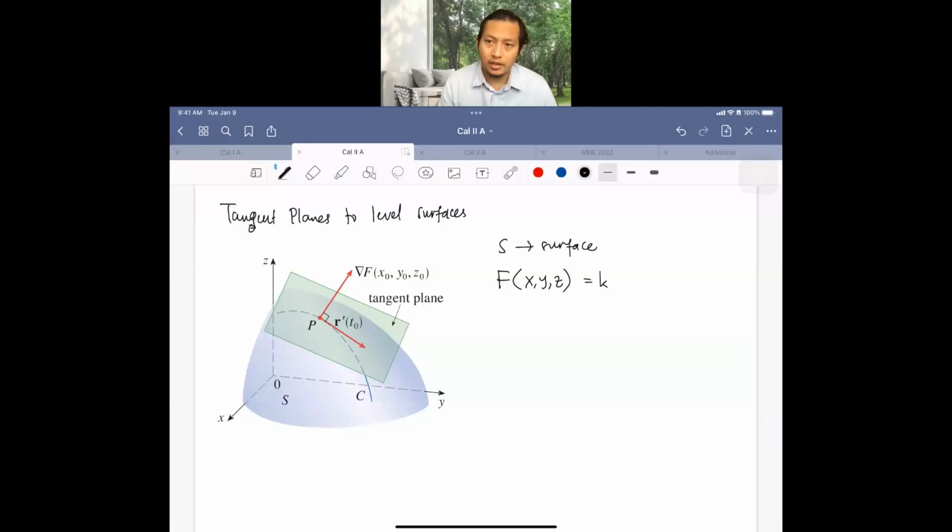If you remember the maps, the contours in geography, that is one way to look at the level. So we can write this as level surfaces of functions of three variables.